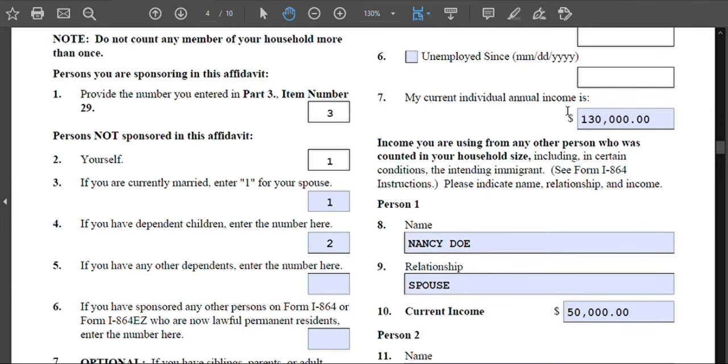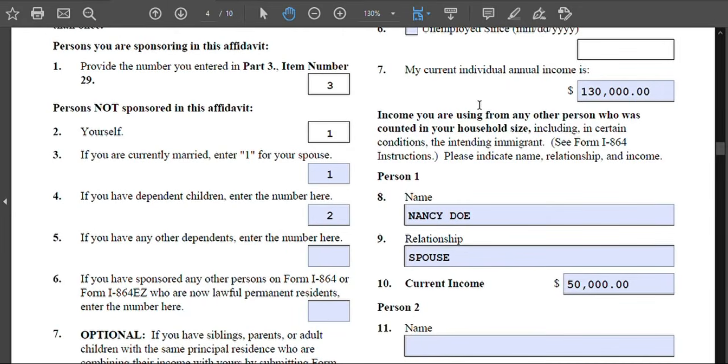And it is recommended that whatever amounts you indicate here, you provide evidence for it as well. So like I said, you can provide a letter from HR, a letter from your employer stating your annual income. You can provide recent pay stubs as well. Okay, so moving on to the next section.